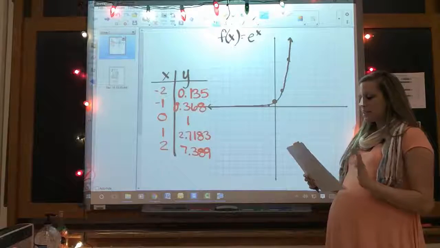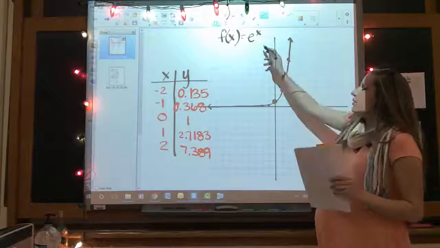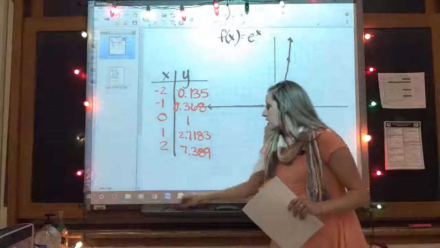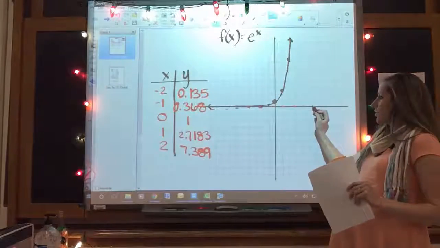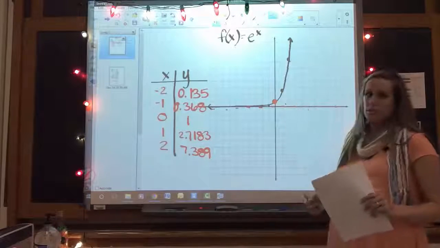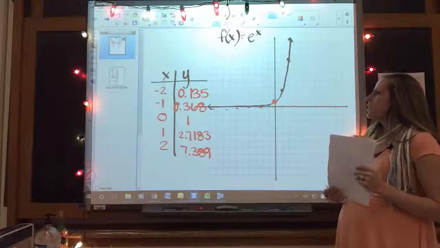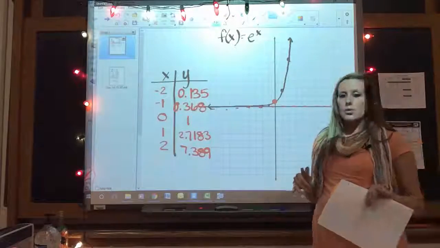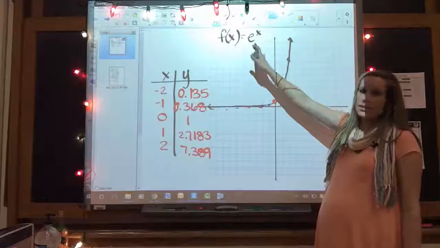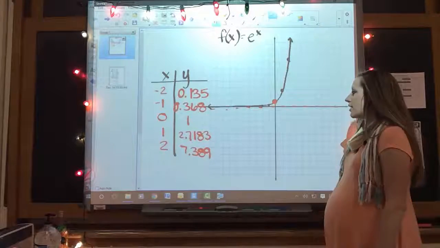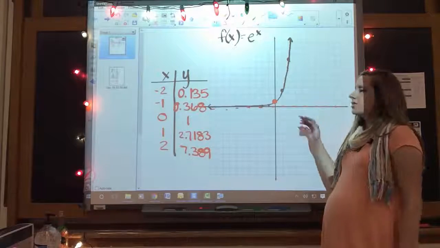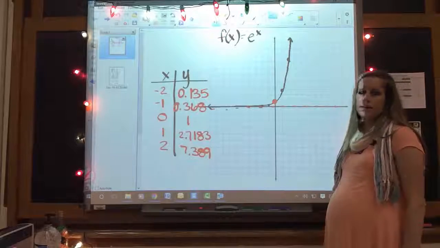Okay, so you can see that even though we have a base of e, we're still going to have a horizontal asymptote at y equals 0, and it's still going to go through the point 0, 1. So that's kind of cool. And like I said, it'll move up or down if you change that equation. But if we're just talking about a base to the x power, it's going to have a horizontal asymptote at 0, and you'll have a point at 0, 1.